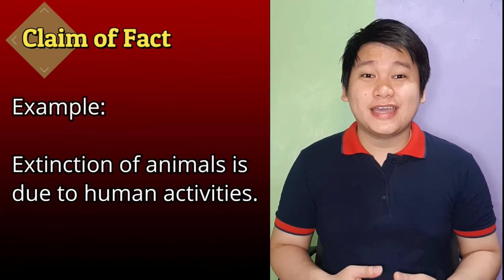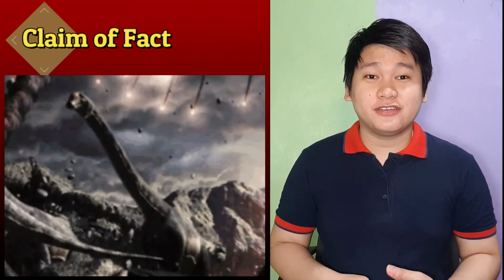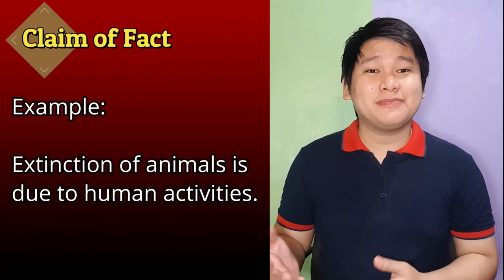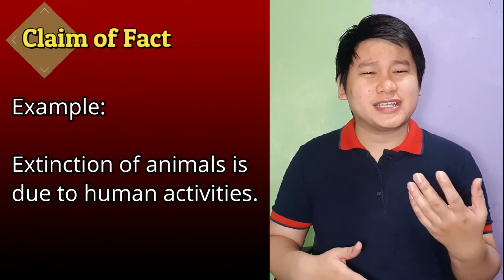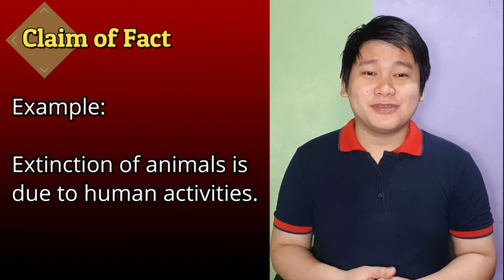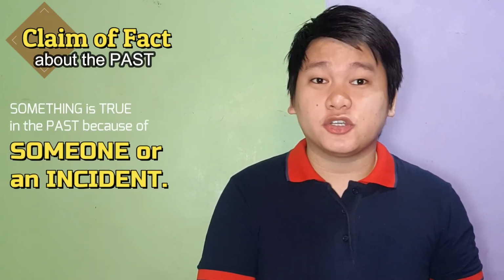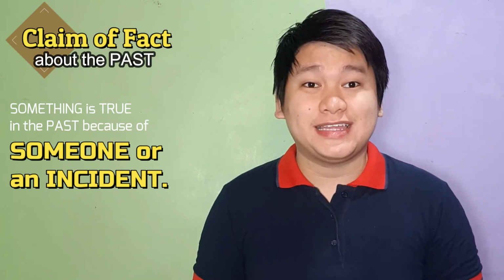I mean, we know dinosaurs went extinct because of meteor showers and some changes in the Earth's surface, don't we? Therefore, this statement is just a claim of fact, and it's just claiming that animals are getting extinct because of humans. As I have said, a claim of fact may be done about the past, the present, or the future. Let me explain further. A claim of fact made about the past simply means that you are claiming that something that happened in the past is because of someone's action or something that happened during that time.